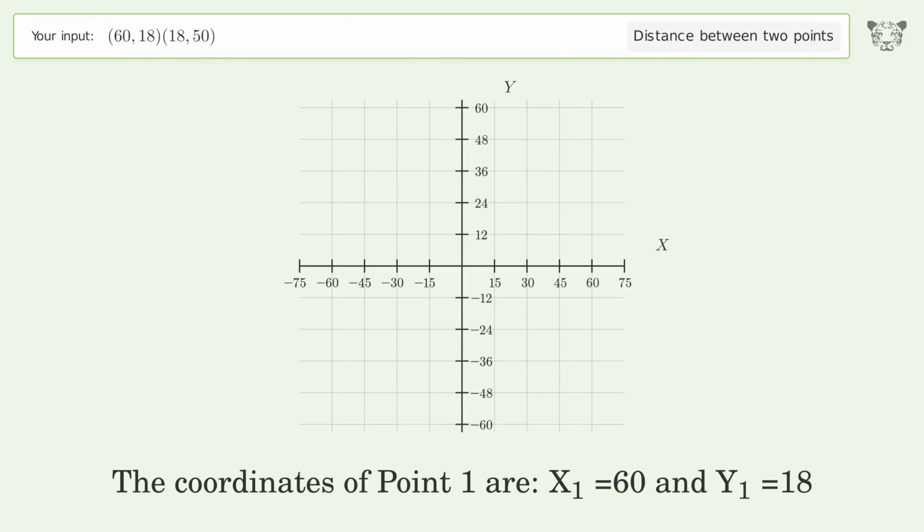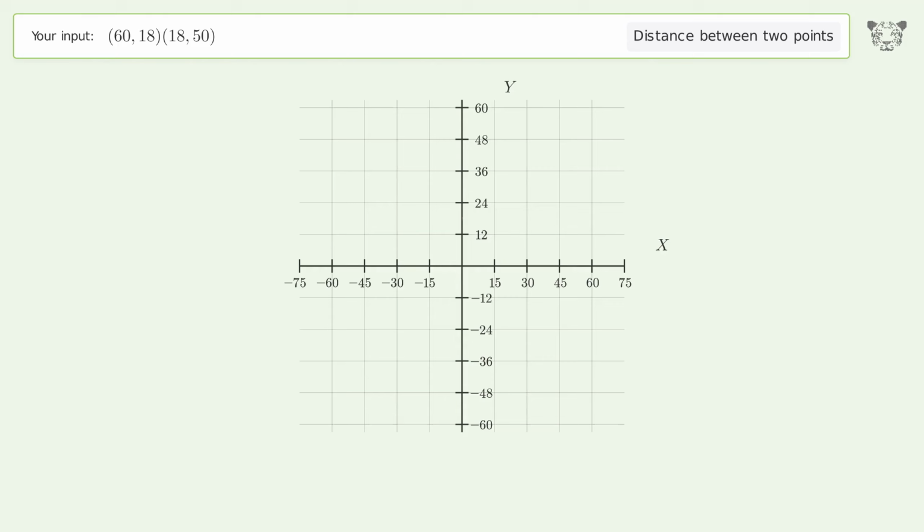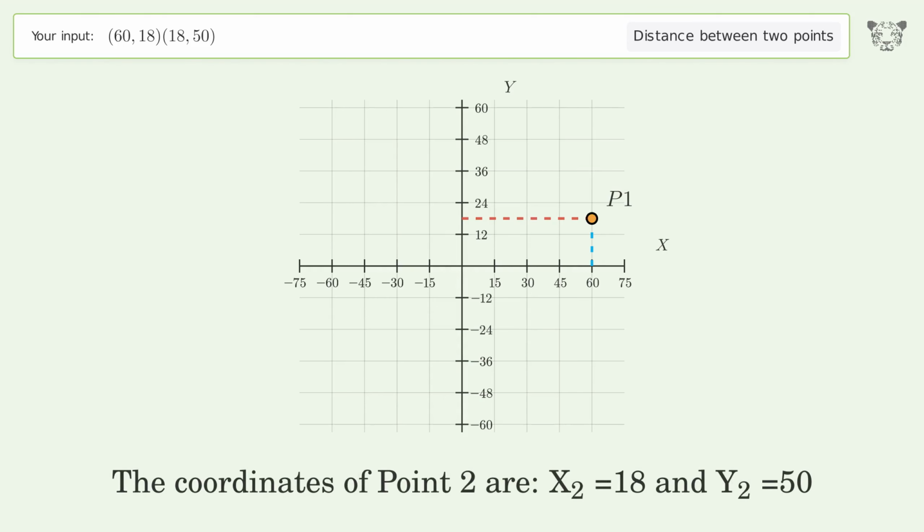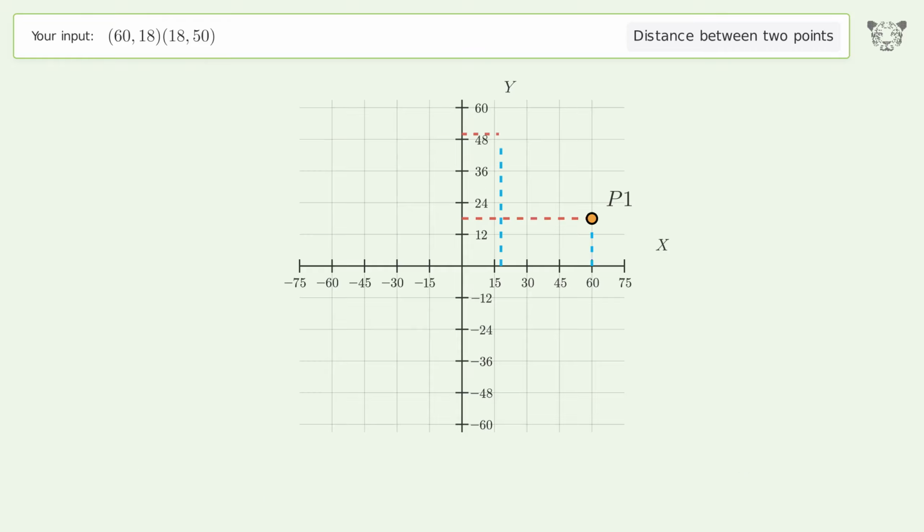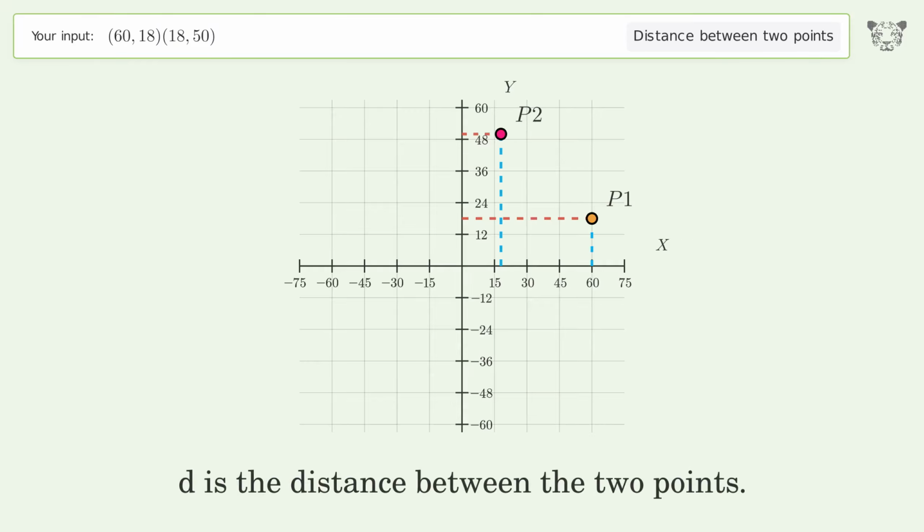The coordinates of point 1 are x1 equals 60 and y1 equals 18. The coordinates of point 2 are x2 equals 18 and y2 equals 50. D is the distance between the 2 points.